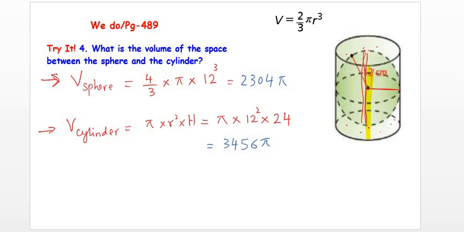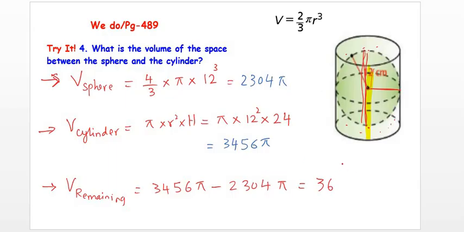So here are the answers for both the volumes, and now in the third step we will find the remaining volume, or you can say the volume on the sides of this sphere, right? So it's going to be 3456 pi minus 2304 pi, and it will give us the answer. Let me check. It's going to be 3619.1, and the unit will be cubic centimeters. I think it's very clear, right?